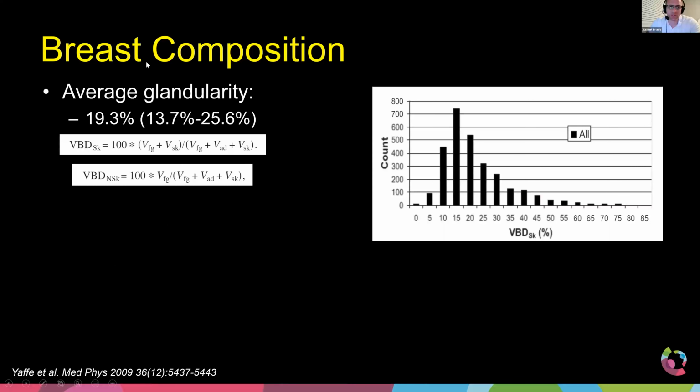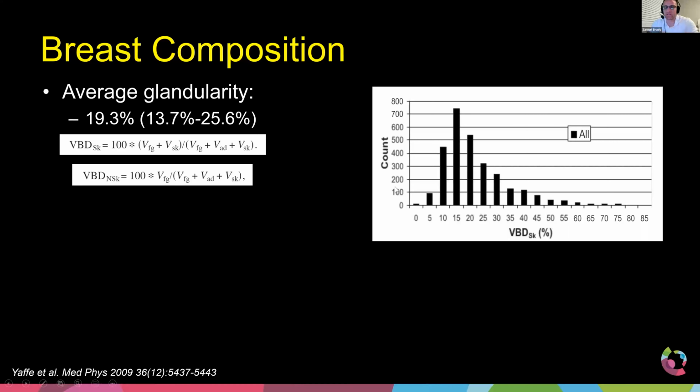So once again, they looked at what was the average glandularity. If you just look at the histogram here, the mode is right on 15, but the mean is actually just shy of 20%. It's actually 19.3%. Here you can see the first quartile, 13.7, and the third quartile, the 75th percentile, is 25.6. So the vast majority of the patients are somewhere between 13 and 25% glandular.